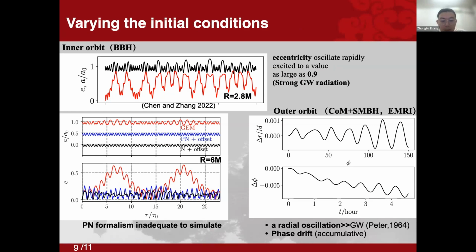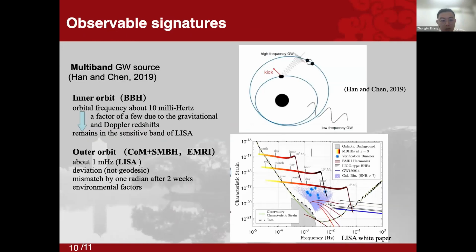Besides, the outer binary shows many dynamic effects like radial oscillations and the accumulated phase drift. For this system, there are multi-band gravitational wave sources. There is the high frequency gravitational wave generated by the binary black hole, and its motion around the supermassive black hole generates a low frequency one.